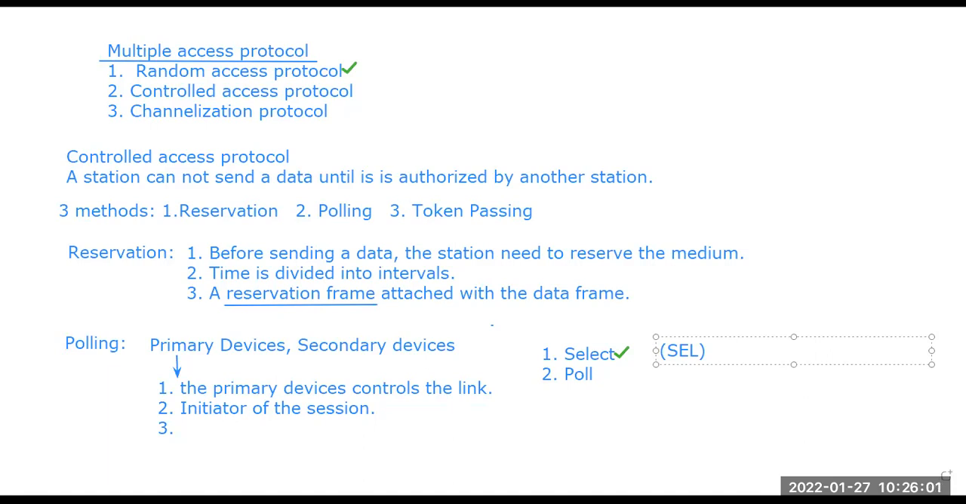So if I try to draw the scenario of how this select process actually happens, suppose this is a particular station. This is my primary station, and these are some secondary devices. Suppose this is a device A and this is a device B. So how is the process actually happening?